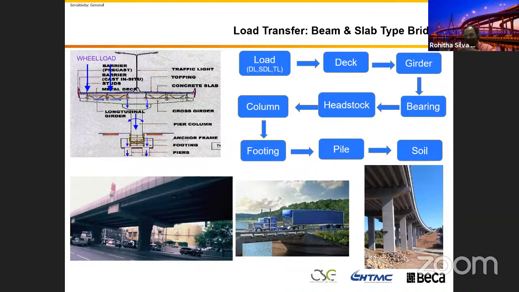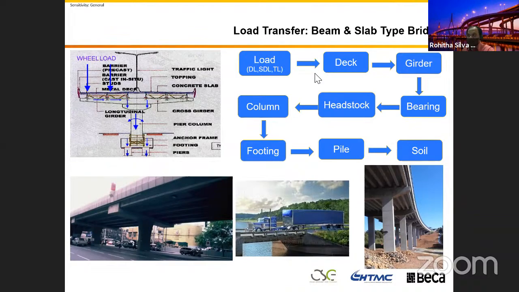From different bridge forms, we can come up with the same load path, but different elements combining together. You will see that in the next couple of slides. The reason I put this one in here: when you are designing a bridge, you have to design the deck, the girder, the bearing, the headstock, the column, and the pile-soil interaction. Oh my God, so many things. Why can't we do this in an easier, different way?